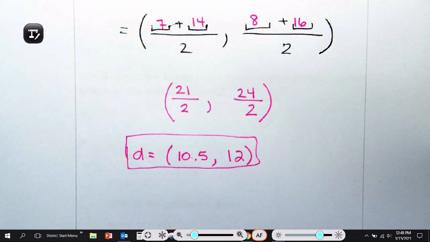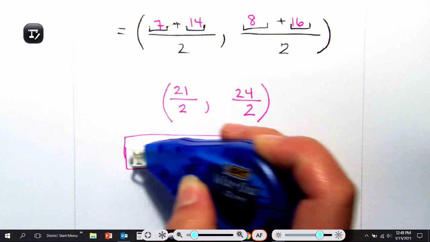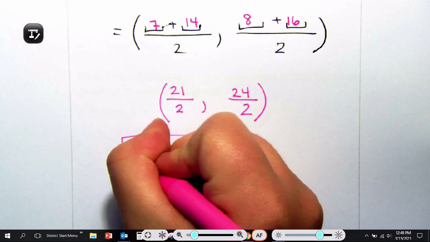And that's your point. Oh, you know what, you guys? I made a mistake at the end. This is not little d. It's not the distance, it's the midpoint. So we want a capital M. All right, let's move on.